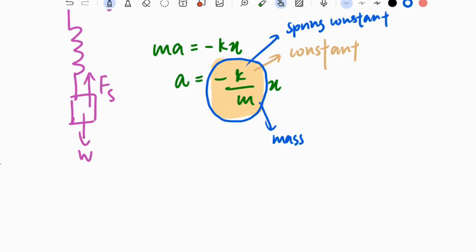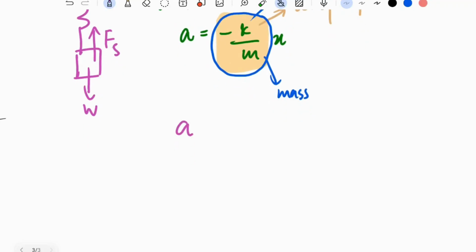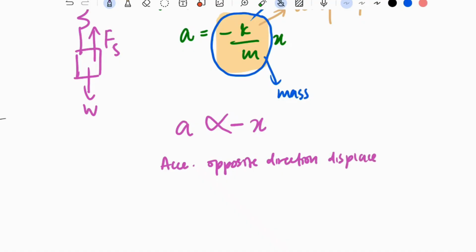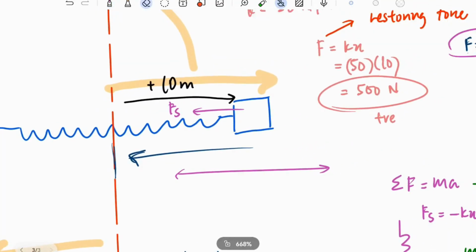Therefore, we can say that acceleration is directly proportional to the displacement, with the negative. This negative indicates that the acceleration is in the opposite direction of the displacement. Now, can we prove that from our diagrams? Of course we can. Let's look back at scenario 2. Let me erase all this.